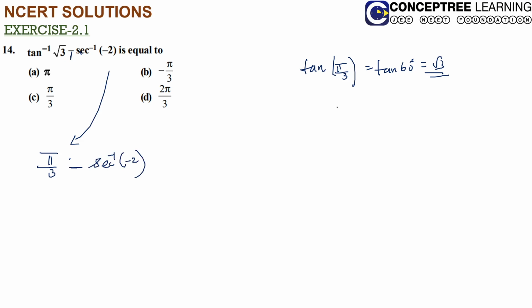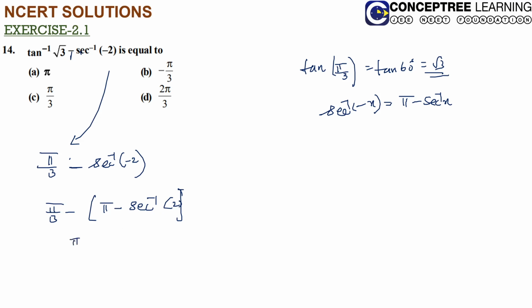What is the formula for secant inverse of minus 2? Secant inverse of minus x is equal to pi minus secant inverse of x. So this is pi by 3 minus, pi minus secant inverse of 2. For what angle do we get secant equal to 2? Think about cos theta. For what angle do we get 1 by 2 for cos? Cos equals 1 by 2 when theta is 60 degrees.